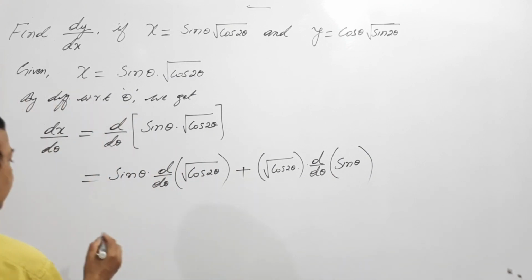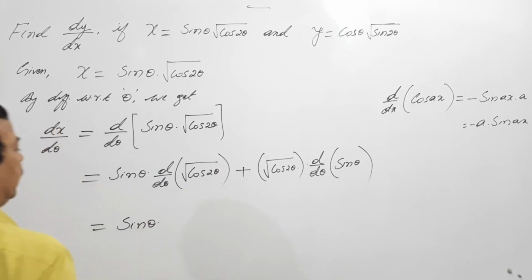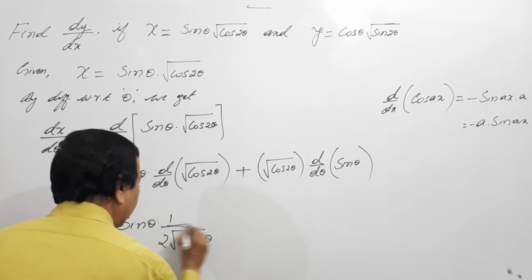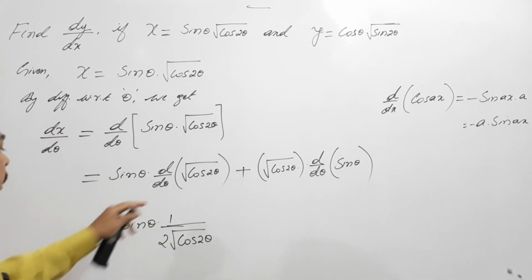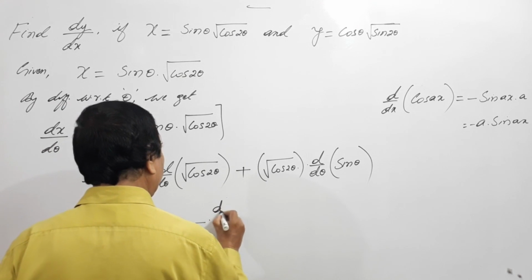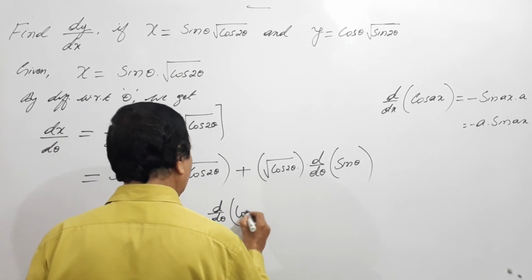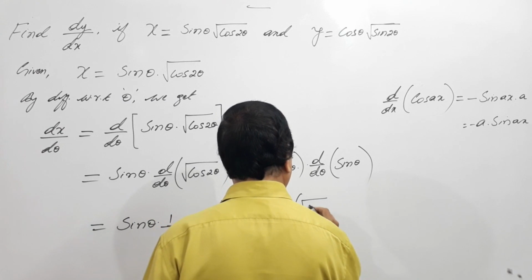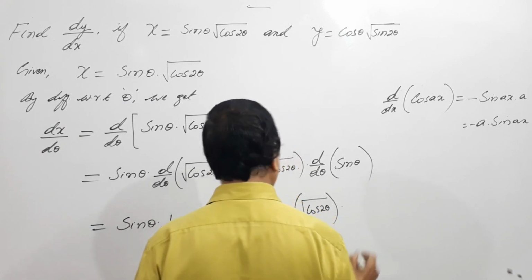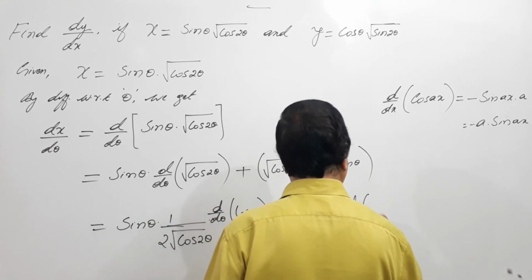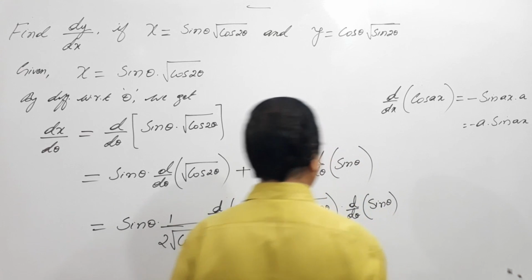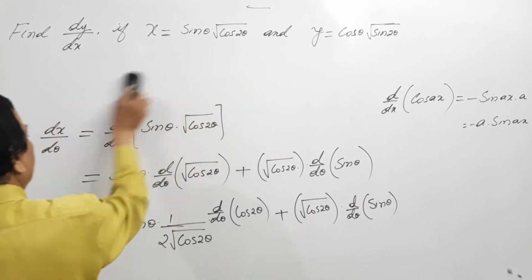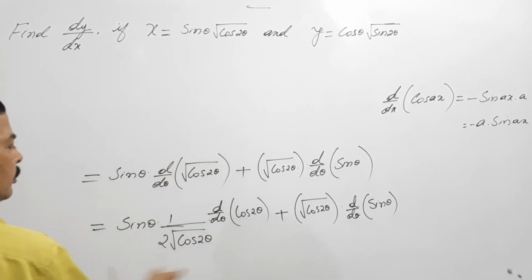Now let's simplify this. Sin theta, so this becomes half into root of cos 2 theta into d by d theta of cos 2 theta, plus root cos 2 theta into d by d theta of sin theta. So what happens here?